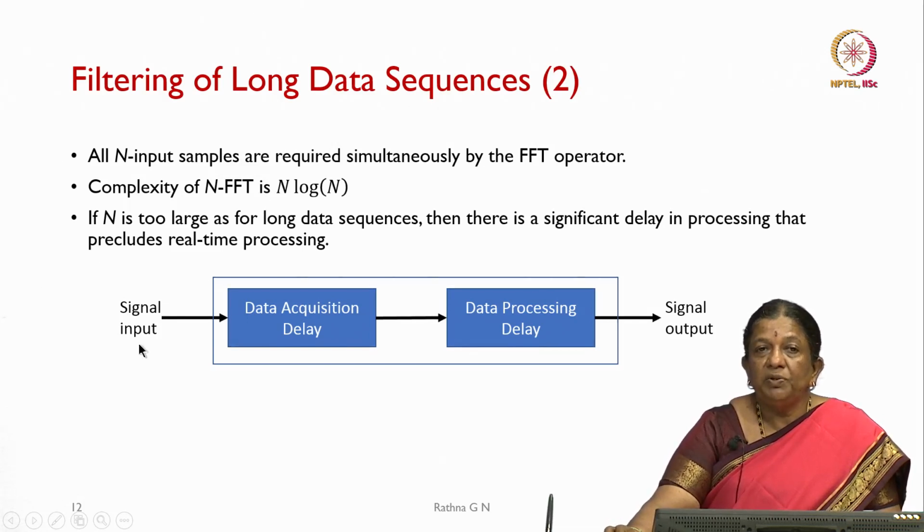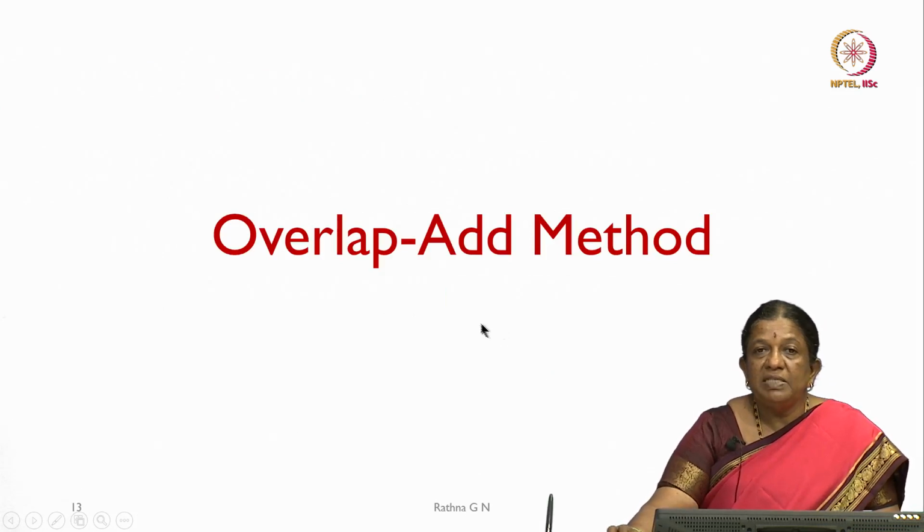So, then what we do is we give the input signal here, we get it from the data acquisition delay, and then we will be adding our data processing delay also. This is acquisition as well as processing, then we will be giving the signal out. This is our real time processing, and we will see what is going to happen.